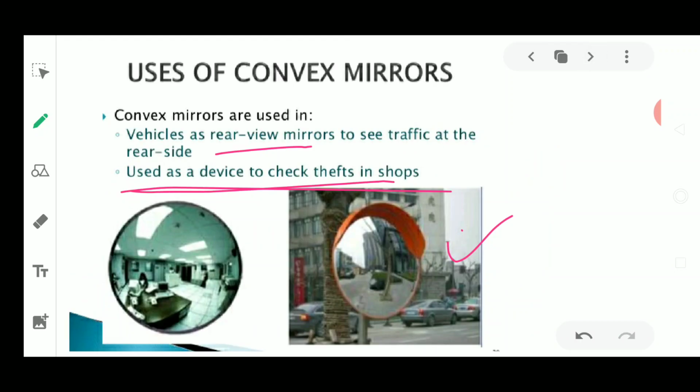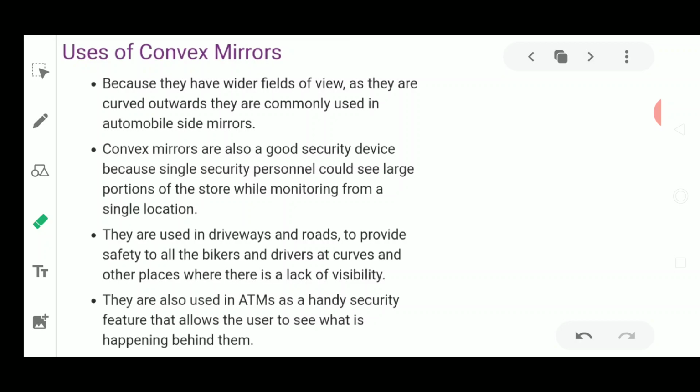So that is why, for seeing a larger area of view, we are always using these convex mirrors for obtaining an image of a larger area. Okay, some more uses: it is used for a wider view, and this we have discussed, it is used in automobiles. Next, it is good for security, because security people can monitor a single location. From a single location, they could catch the various types of security issues.